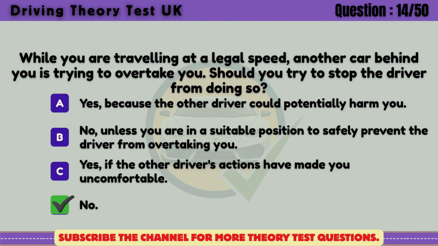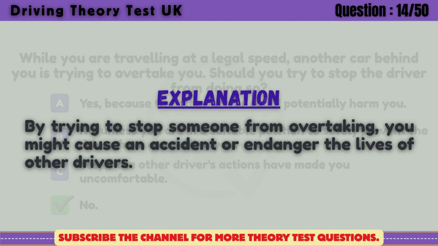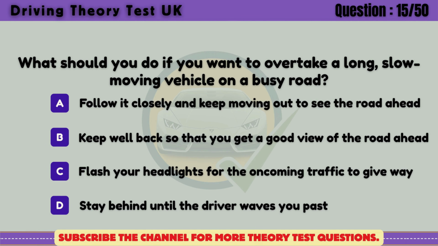Answer is D. No. By trying to stop someone from overtaking, you might cause an accident or endanger the lives of other drivers. Question 15. What should you do if you want to overtake a long, slow-moving vehicle on a busy road? Option A. Follow it closely and keep moving out to see the road ahead. B. Keep well back so that you get a good view of the road ahead. C. Flash your headlights for the oncoming traffic to give way. D. Stay behind until the driver waves you past.